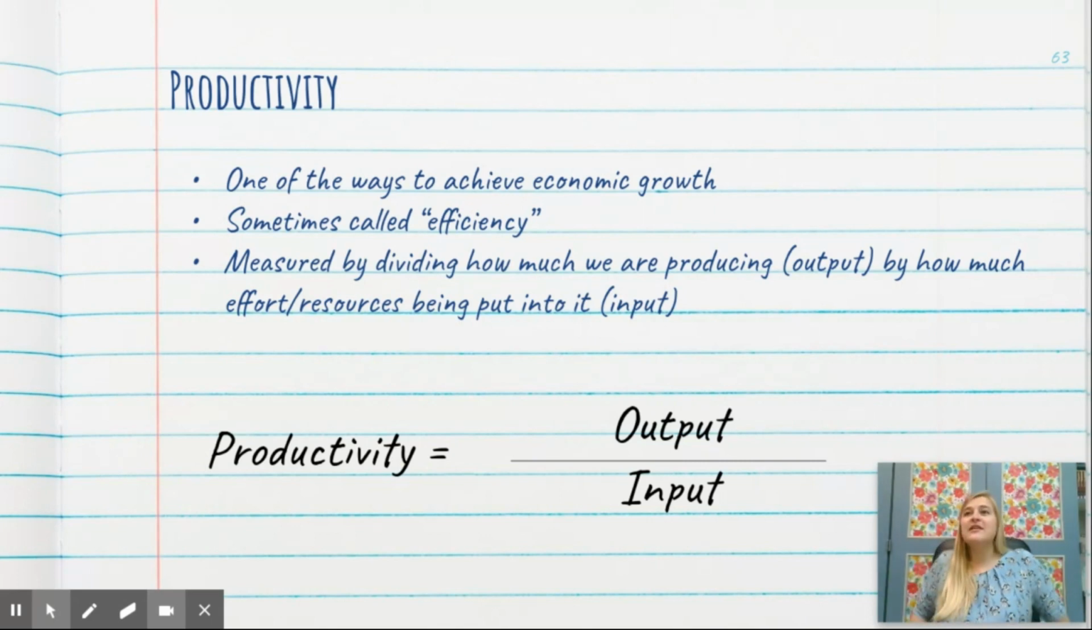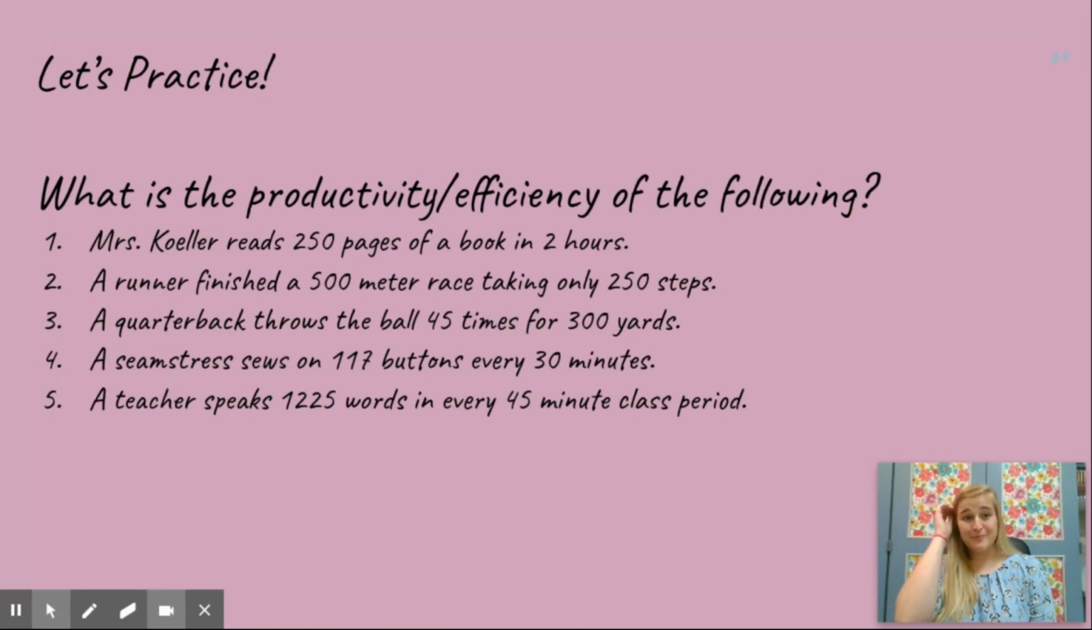So basically productivity is how much we are putting out there versus how much stuff we put into making that, okay? So the formula is right here in front of you. It's dividing how much we produce, that's called output, by how much effort or resources or time or things are being put into it. That's called input. So whenever we talk about productivity, and we're going to do a lot of productivity problems today, the productivity formula is output over input. That's really simple. Let's practice it.